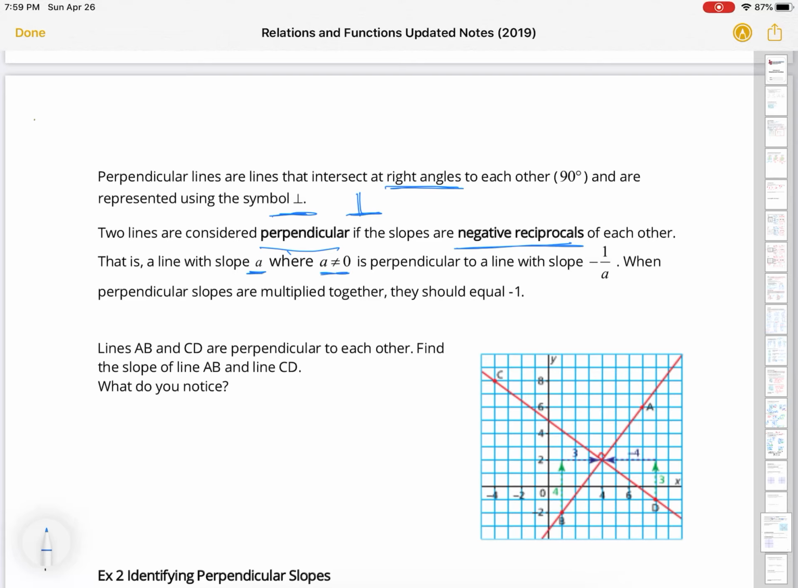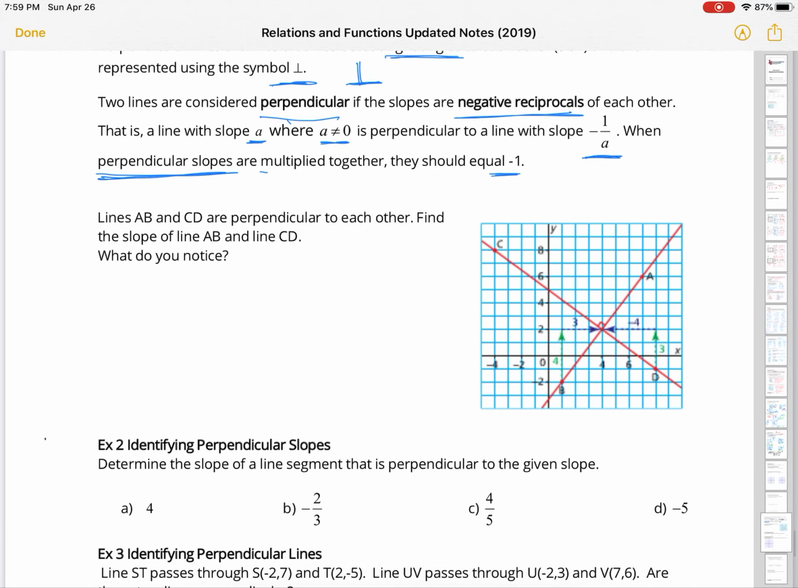That is, a line with a slope of A, where A is not equal to 0, is perpendicular to a line with a slope of -1 over A. So it's the negative reciprocal. The reciprocal is when we put it as 1 over, and negative reciprocal is when we make that value negative. So perpendicular slopes, when you multiply them together, should equal -1. Okay, so let's take a look.